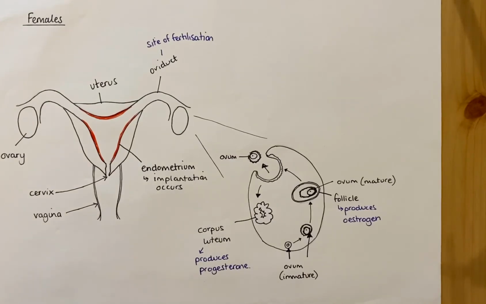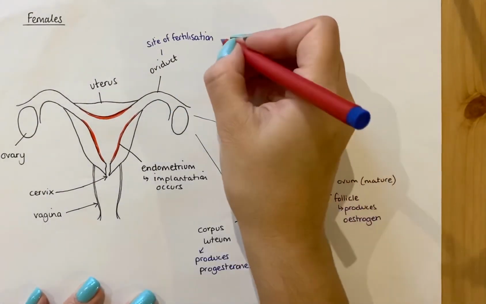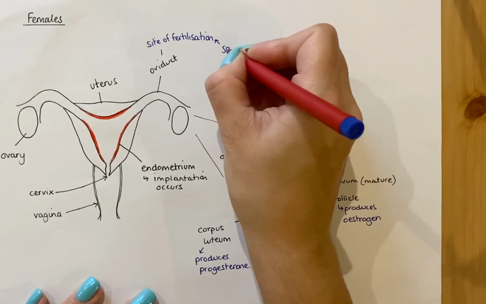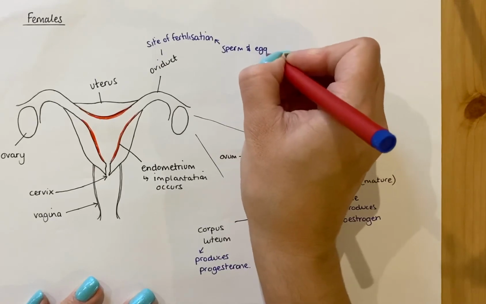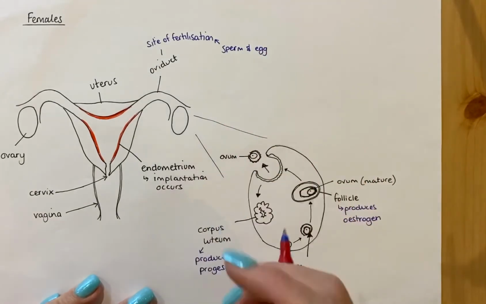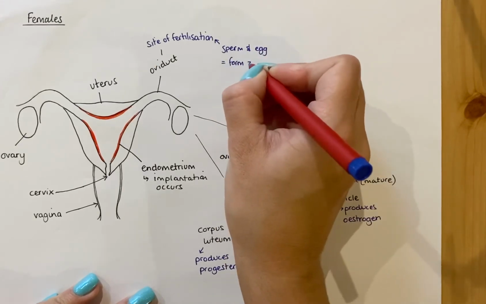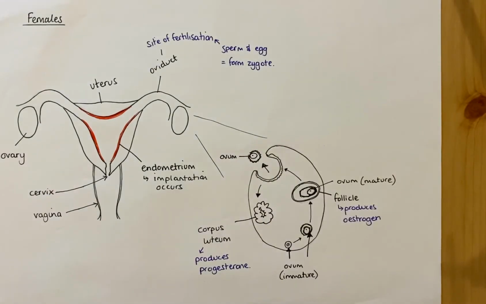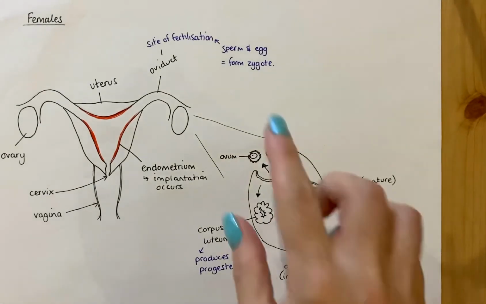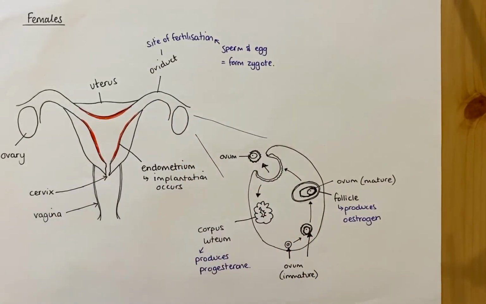Okay, so as an overview then, just to remind you, our National 5 part is that fertilization would occur in the oviduct. Sperm would meet an egg, and the nucleus of an egg and the nucleus of sperm would fuse together and form a zygote. Okay, so the nuclei of each of those would fuse, form a zygote, which would then divide and move along that oviduct and eventually implant.